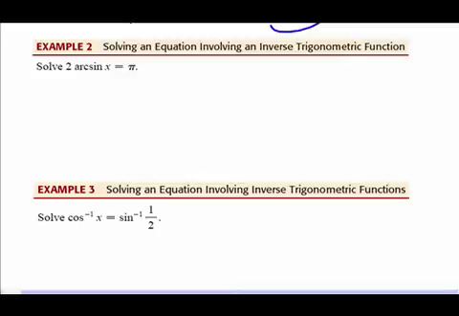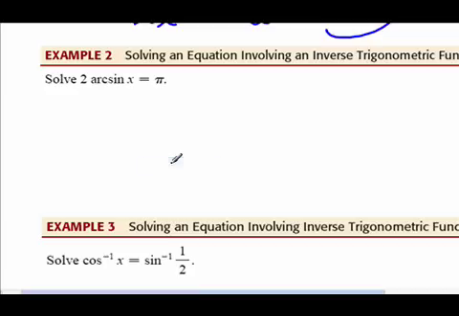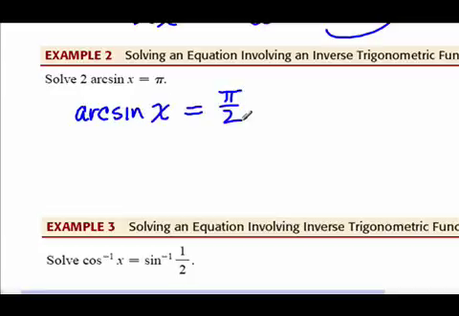Next example. Solve 2 arcsine x equals pi. We'll begin by getting arcsine x alone. So let's divide both sides of the equation by 2. So we have arcsine x is pi over 2. And now we'll take the sine of both sides. Take the sine of both sides.